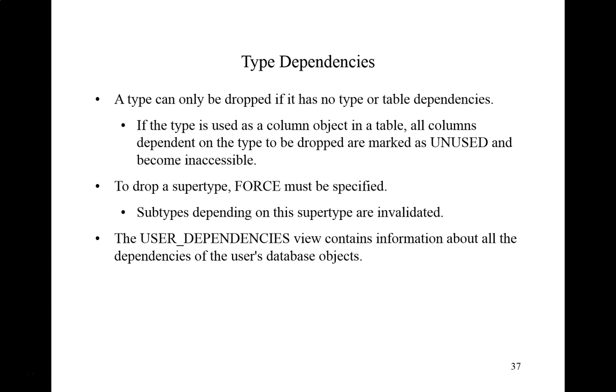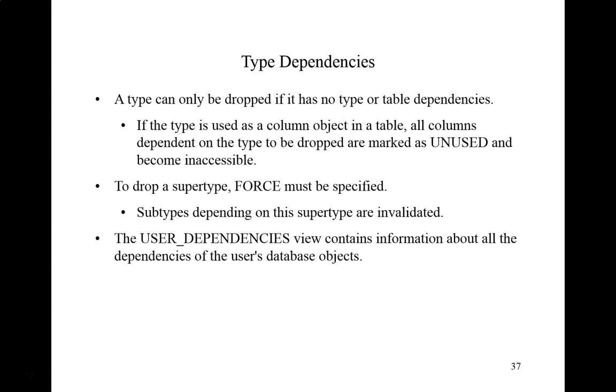Also note that the drop type statement has a force option. That will cause the type to be dropped even though it may have dependent types and tables. The force option should be used with great care because any dependent types or tables that do exist are then marked invalid and become inaccessible when the type is dropped. Data in a table that is marked invalid for this reason can never be accessed again. In fact, the only action that can be performed on such a table is to drop it.